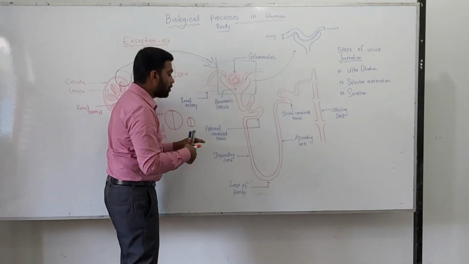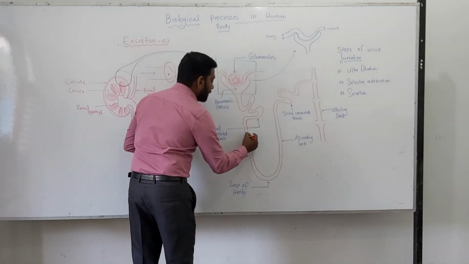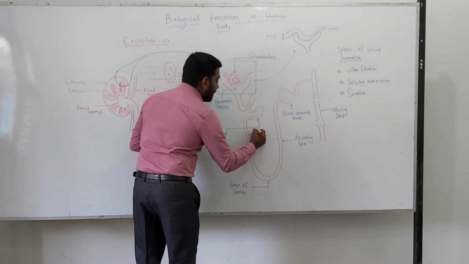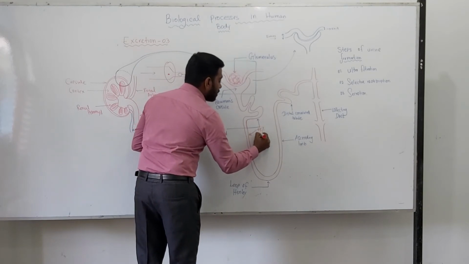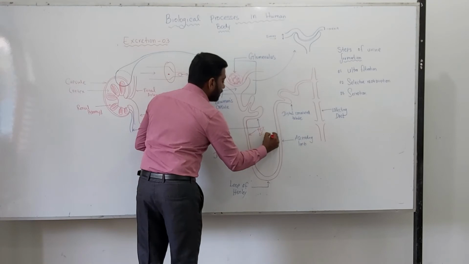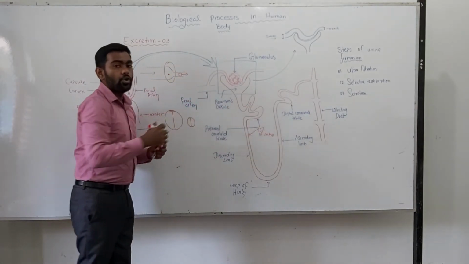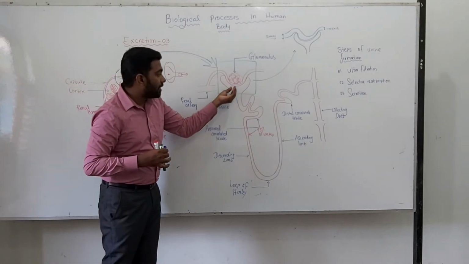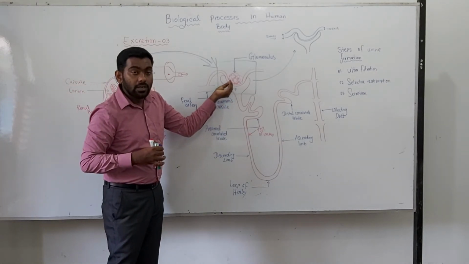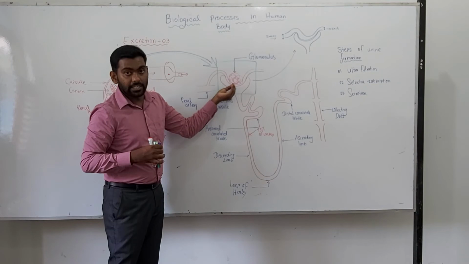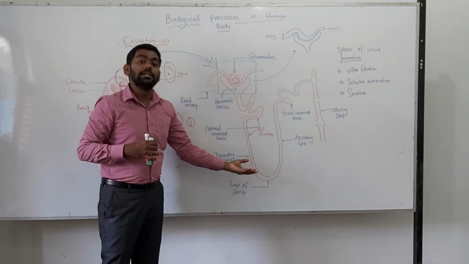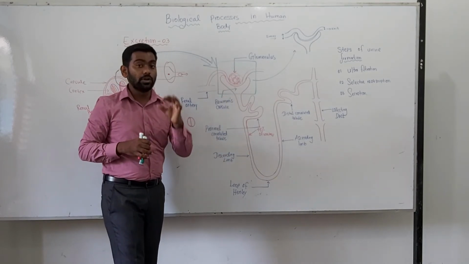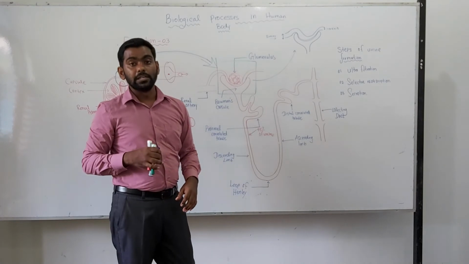While they flow down, you can see at this point, right, 95% of water will be reabsorbed into the blood. So listen to me clearly: if 100 milliliters of water is filtered here in the Bowman's capsule, 95 milliliters will be reabsorbed, and only 5 milliliters remain.